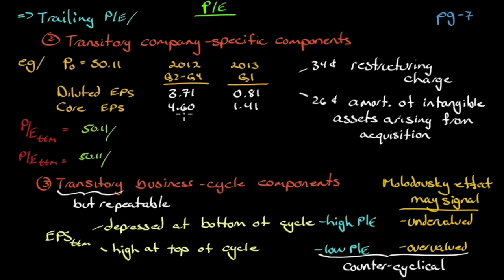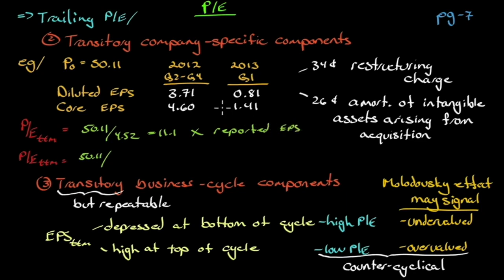Let's say that we use the reported EPS. That would be 452, which is 371 plus 81. That would give us a PE of 11.1 times reported earnings. So the stock is selling for 11.1 times reported EPS.